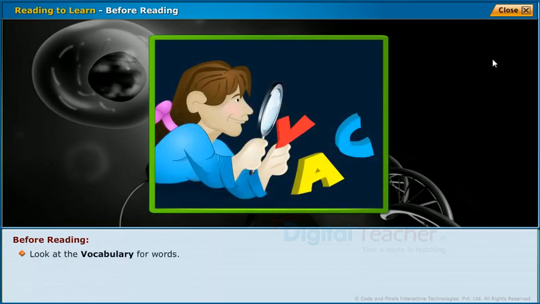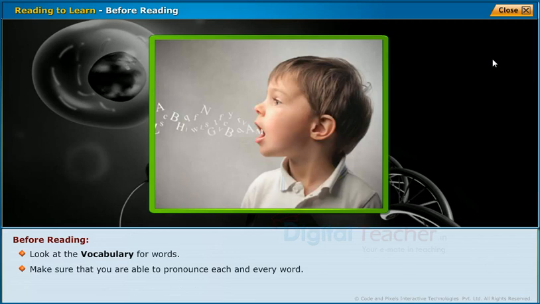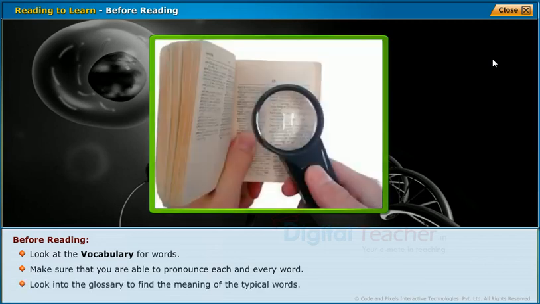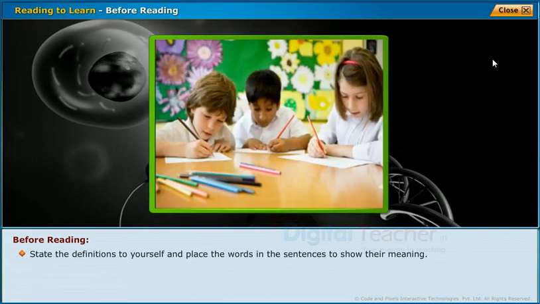Look at the vocabulary words. Make sure that you are able to pronounce each and every word. Look into the glossary to find the meaning of the typical words. State the definitions to yourself and place the words in sentences to show their meaning.